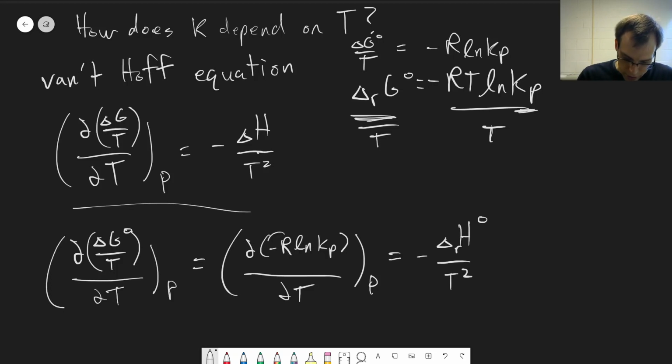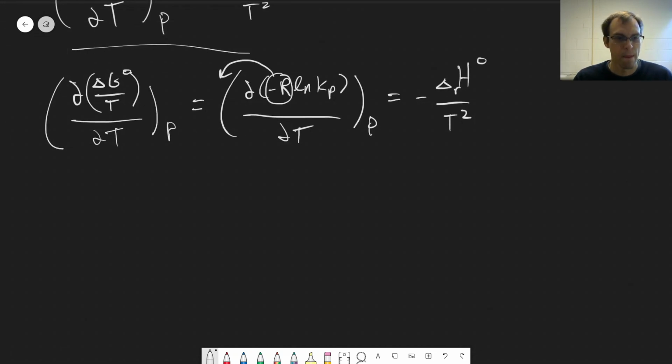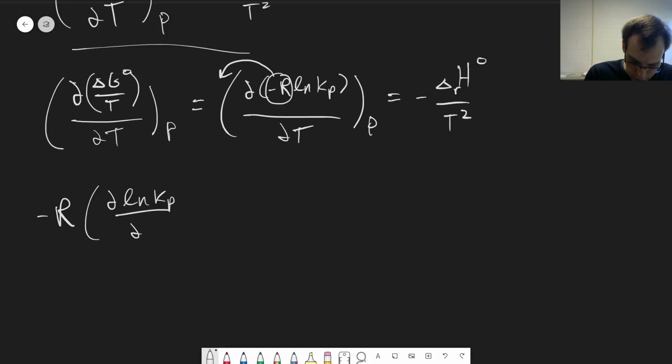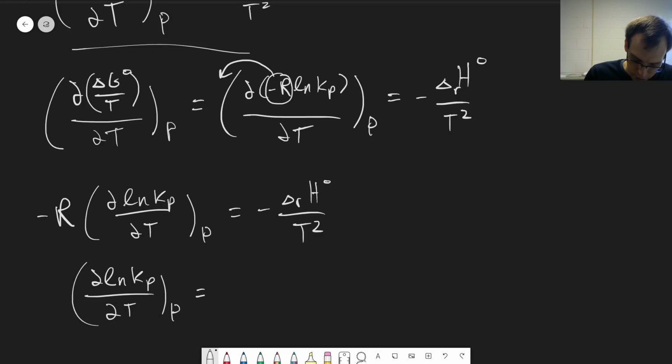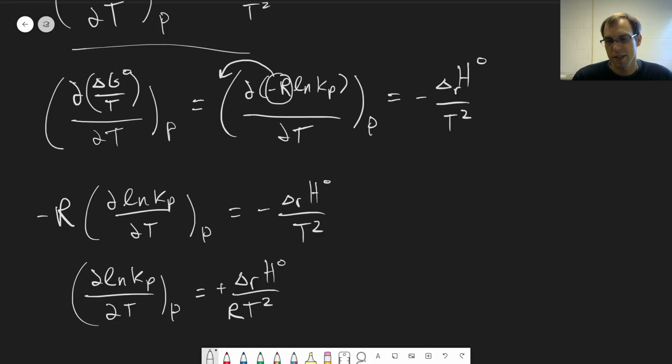Now R here is a constant, so we can go ahead and pull that out of our equation. We'll have minus R d ln Kp/dT at constant P is equal to minus ΔH naught over T squared. Then we divide by negative R, and we get d ln Kp/dT at constant P is equal to positive ΔH naught over R T squared. We divided by R. This basically here is the van 't Hoff equation.